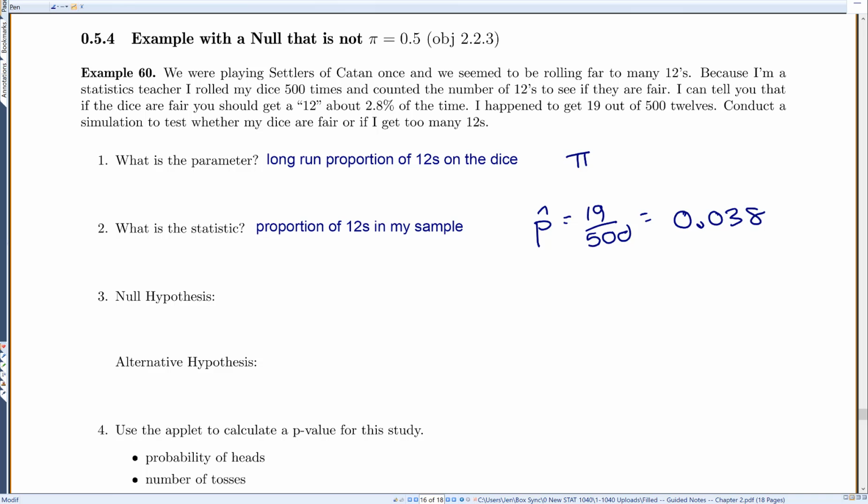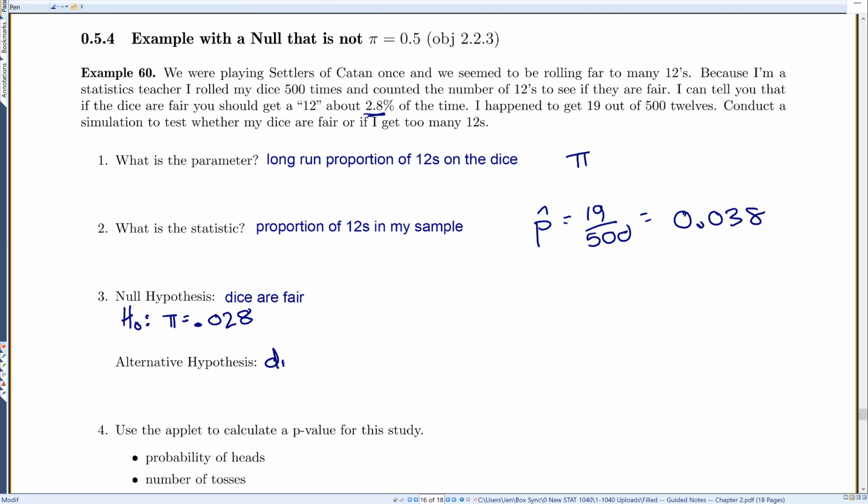So what is my null hypothesis? My null hypothesis would be that the dice are fair, that status quo, nothing interesting happening. Or that my pi, let's use our official notation, my null hypothesis, I'll do an H with a 0, is that my probability equals, what did I tell you it should be if it's fair? I said if it's fair, it should be 2.8% of the time. So 0.028. Dice are fair, nothing exciting is happening, pi equals 0.028.